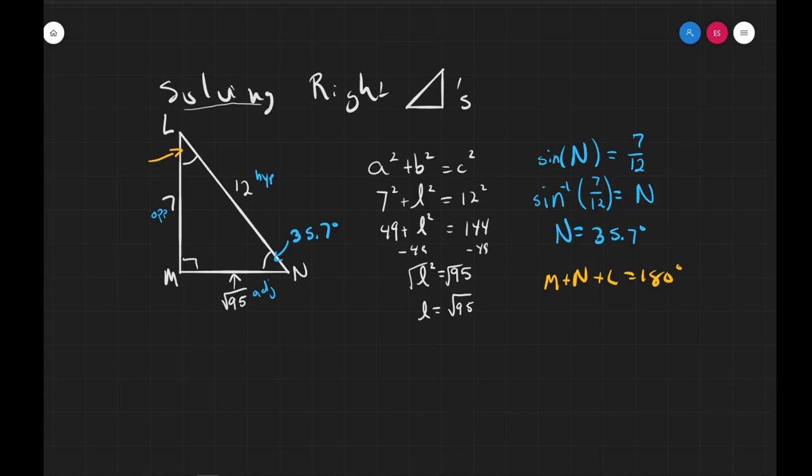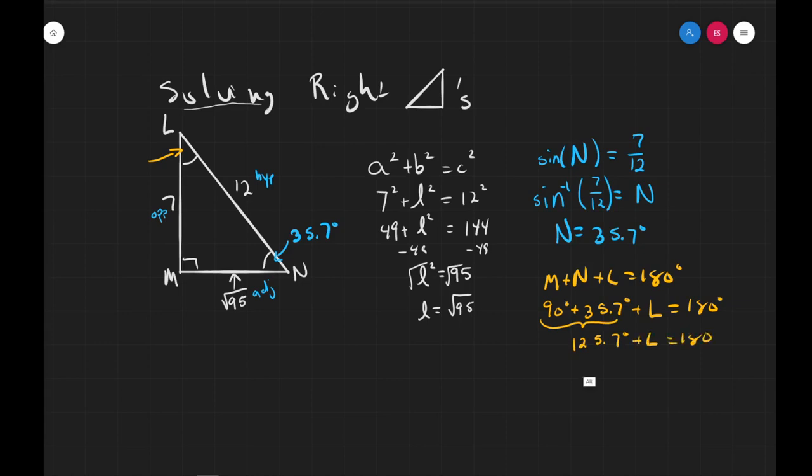I know that angle M is 90 degrees. I know that angle N is 35.7 degrees. But I don't know how big angle L is. I do know that those all add up to be 180 degrees. So if I add these two together, I get, let's see, 125.7 degrees plus angle L is going to be 180.